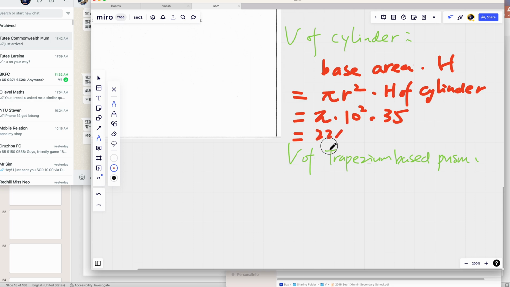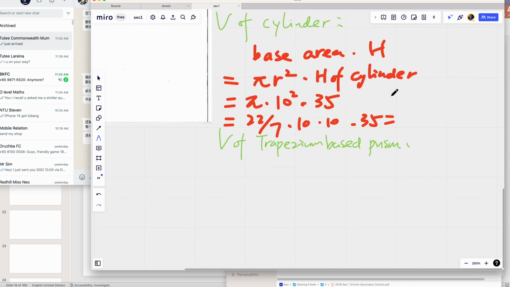22/7. Did they specify? Oh yes, they say must take this. Okay, so it's 10 times 10 times 35. So this will give you the volume of the cylinder, which is 11,000.